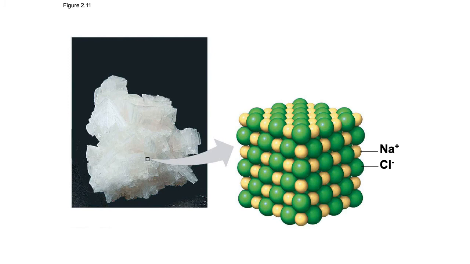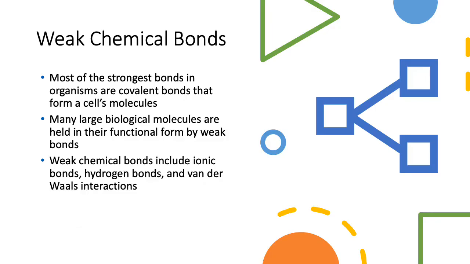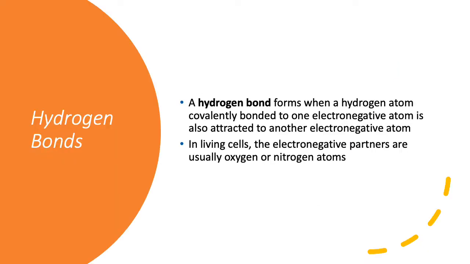One other kind of chemical bond that we'll talk about, not really kind, but category. Weak chemical bonds include ionic bonds. They also include two other kinds of bonds that we're going to talk about: hydrogen bonds and van der Waals interactions. So covalent bonds are strong chemical bonds. Everything else that we're going to talk about is a weak chemical bond. Let's start with hydrogen bonds.